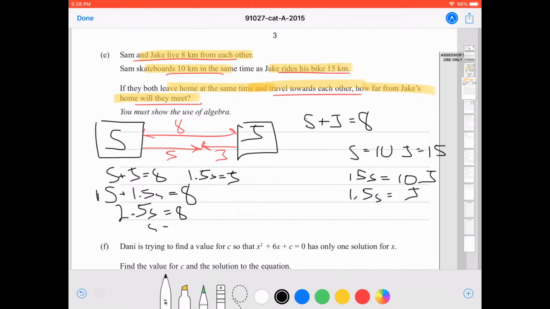and so S must equal 8 over 2.5, and now that I look at it, that's not an easy calculation, remembering that there's no calculators in the exam. We could say 8 divided by 5 over 2, because that's equivalent to 2.5. We could say 8 times, and flip the fraction, 2 over 5.